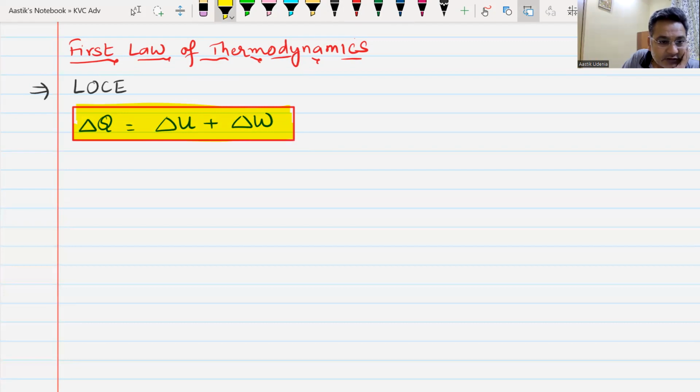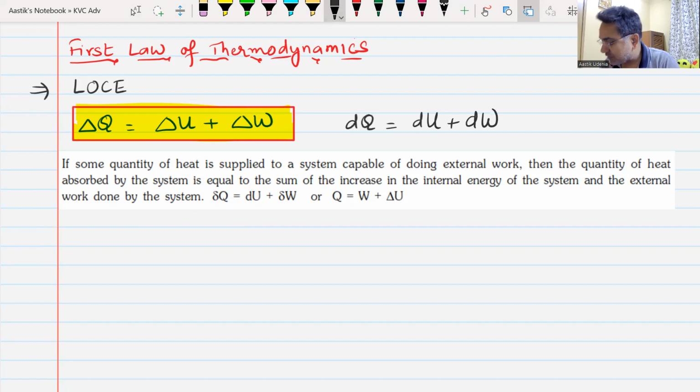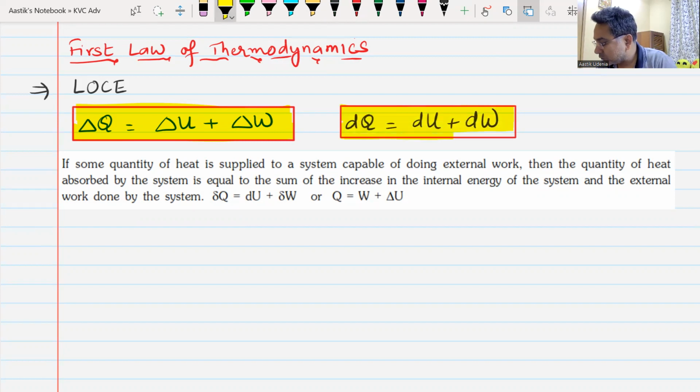Do we understand this? Yes, sir, we must know this. You may not have to write the entire statement. This is just for your academic purpose. You just need to worry about the first statement: delta Q is delta U plus delta W. You can also write it in the differential form: if you give a small amount of heat dQ, that will be equal to a small amount of change in internal energy plus a small amount of work done. Do we understand this? Yes, sir.